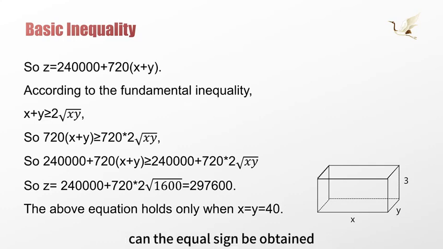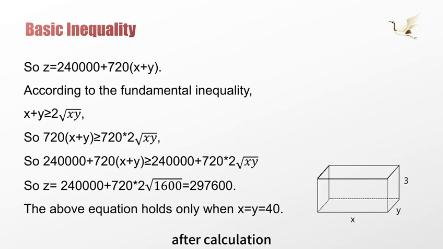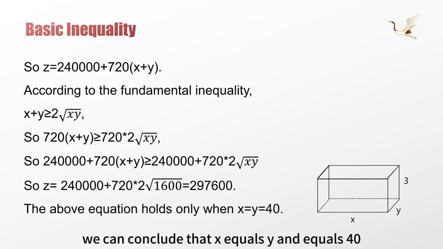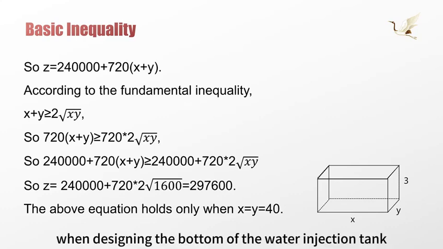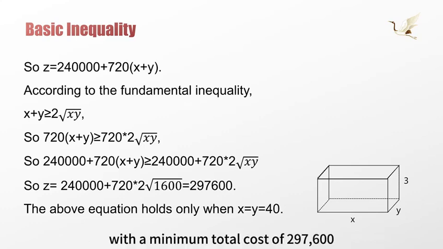z greater than or equal to 297,600. Can the equal sign be obtained? We can determine that the equal sign holds only when x equals y. After calculation, we conclude that x equals y equals 40. Therefore, when designing the bottom of the water injection tank as a square with a side length of 40 meters, the total cost is the lowest, with a minimum total cost of 297,600 yuan.